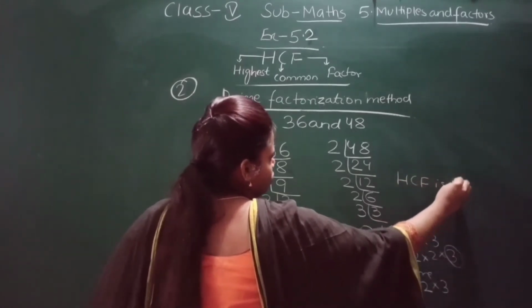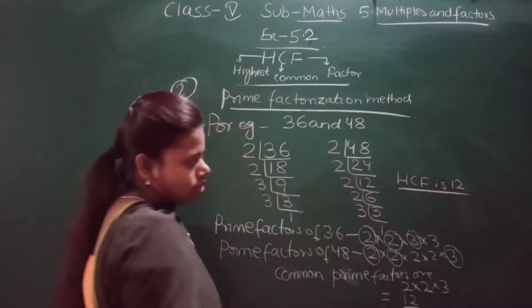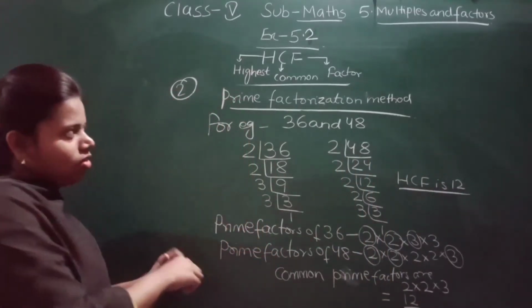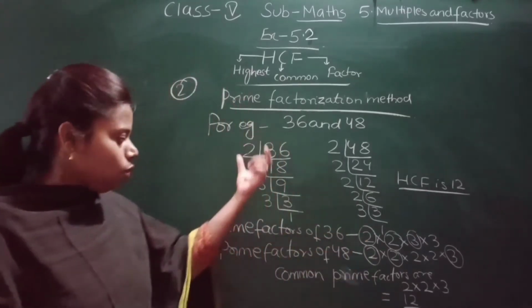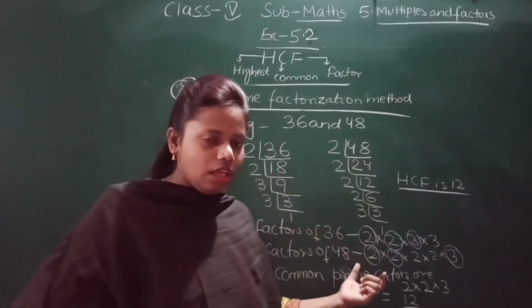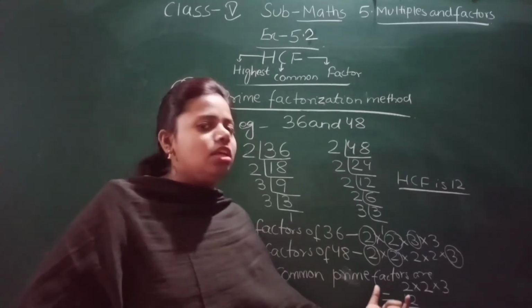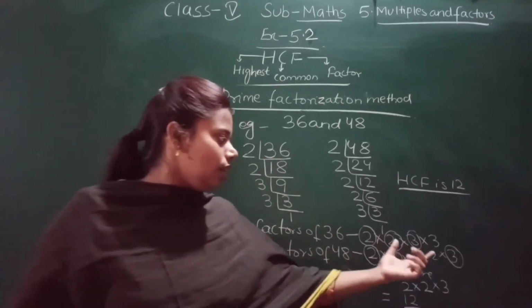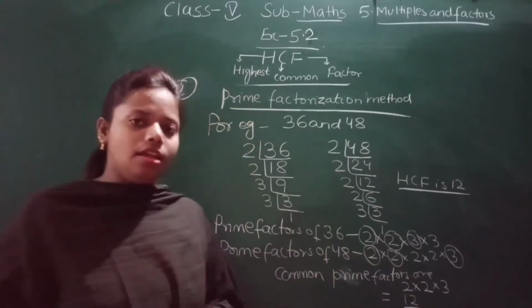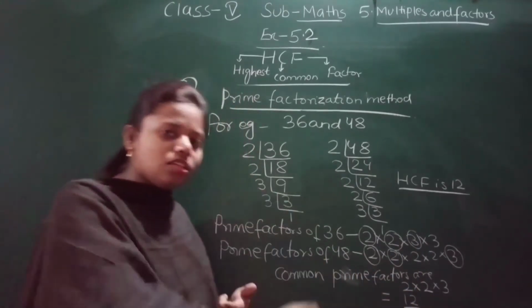SCF is 12. This is the answer. So this was SCF by prime factorization method. See, we got 12 as SCF. You have to find the prime factors. Then, whatever is common, you multiply. If you get one common, you write that as the SCF. If you get 2, 3 like this, that means you have to multiply and get the SCF. Okay, so now let us see the next method.